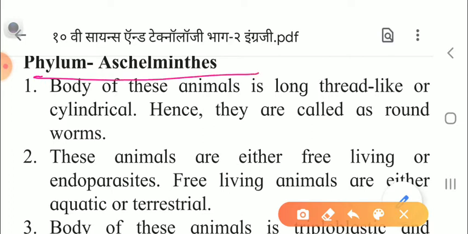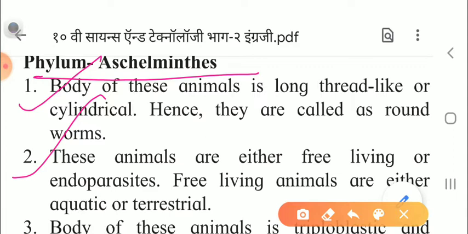The body of this animal is thread-like or sometimes cylindrical. Cylindrical means it is in tubular form. The structure is like a hollow tube, or the shape is like a cylinder. That is why we call it cylindrical. That is why they are called roundworms. Now we can see this was the first point. Now let us see the second point.